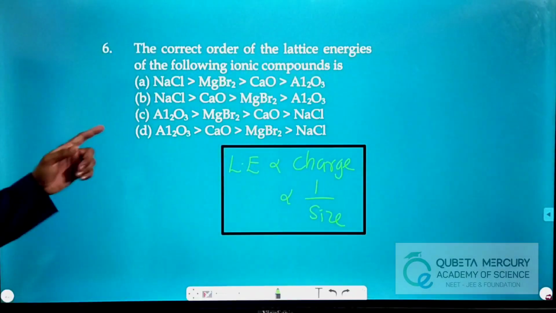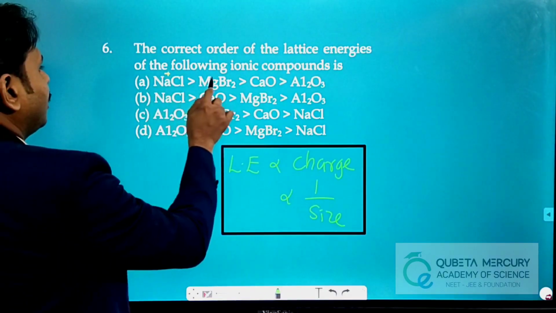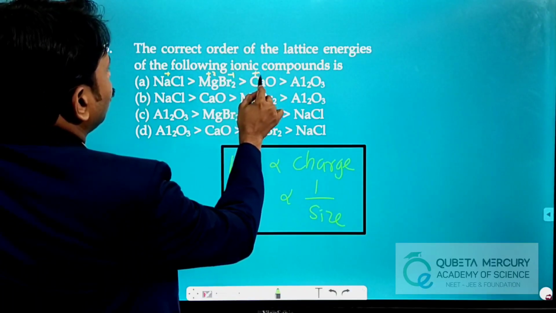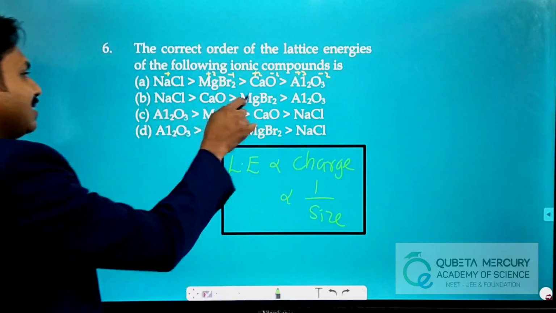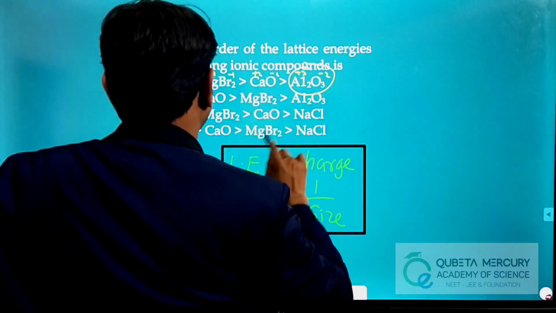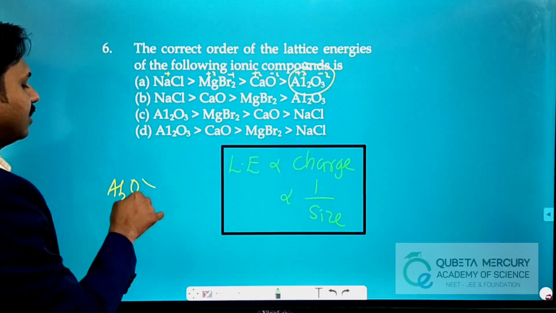Listen. Now, take all examples. NaCl charge is +1, -1. MgBr2 is +2 and -1, then +2 -2, and +3 -2. From these examples, you can say that Al2O3 has the highest positive and negative charges, so that will have the greatest lattice enthalpy.